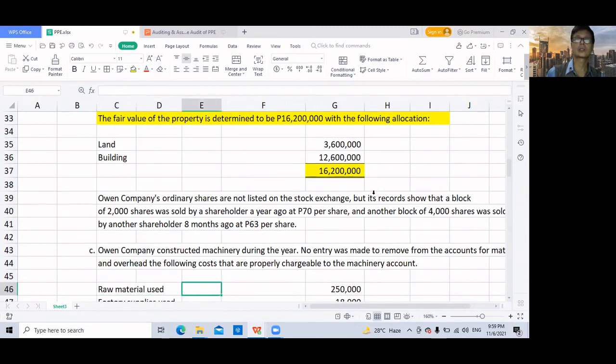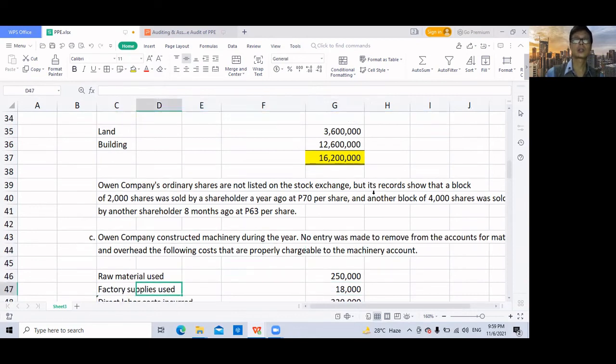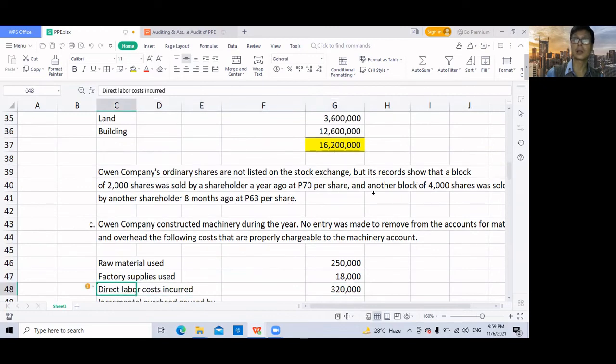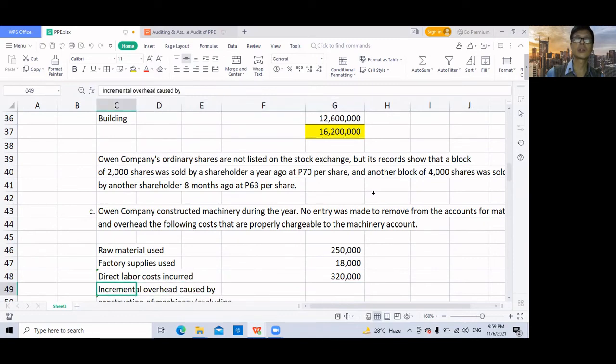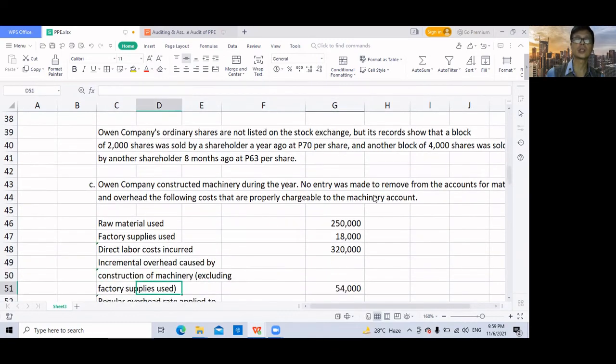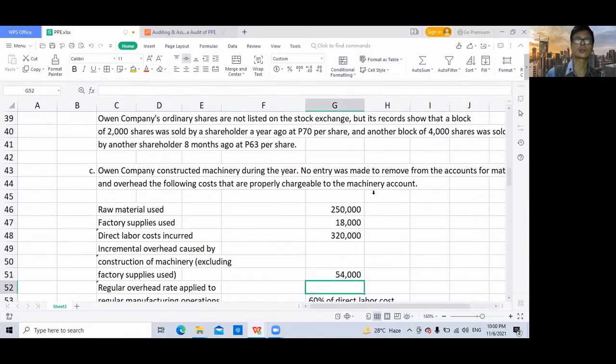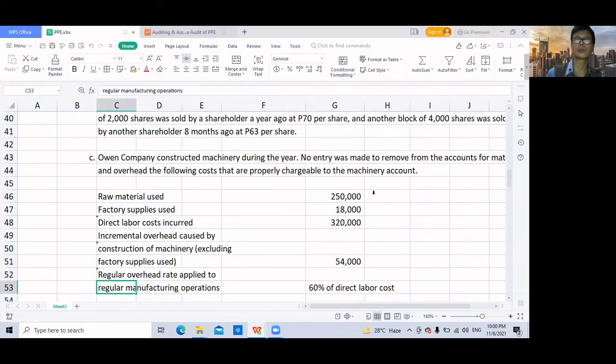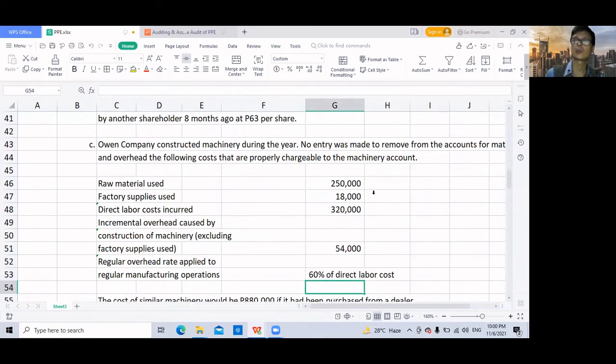So yung raw materials used was 250. This pertains ito sa letter C, no? Okay. Tapos yung factory supplies used 18,000 and yung direct labor incurred 320,000. And incremental overhead cost by the construction of machinery excluding factory supplies used, that's 54,000. Okay, and then regular overhead rate applied to regular manufacturing operations, that's 60% of the direct labor cost.